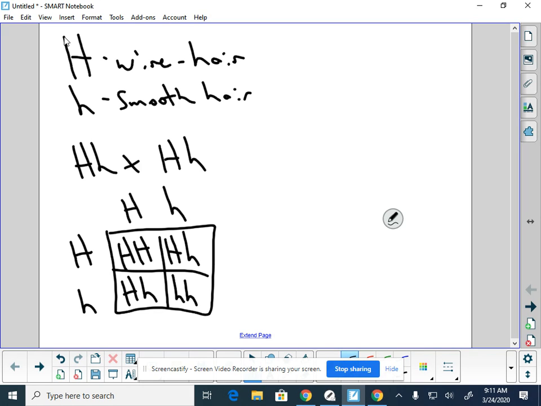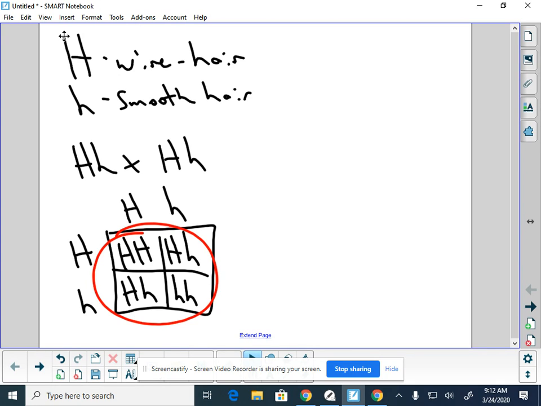It says their F1 progeny were then test crossed. F1 progeny, that's the kids from the parents. So all of these are the F1 progeny. A test cross is a cross where we cross an unknown genotype, in theory, we don't know these, with a known genotype. And the only known genotype we can tell from looking at an organism is a homozygous recessive, in this case the smooth hair, or little h, little h.